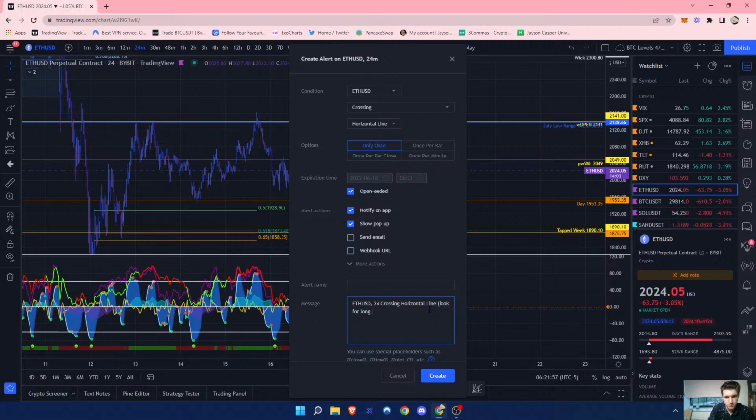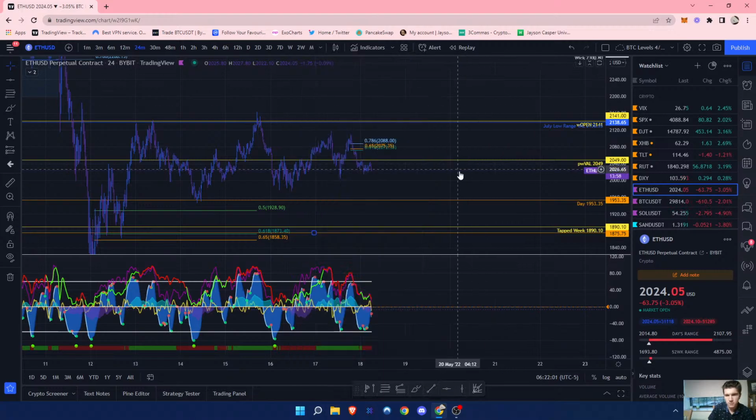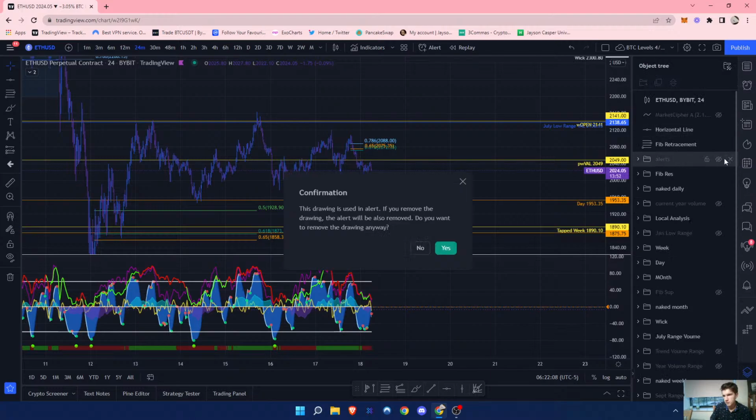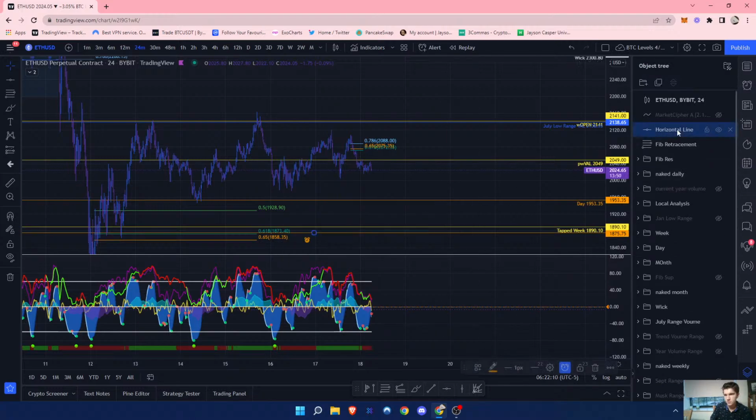Look for long on 24-minute. 24 minutes is a very good time frame. It's a pretty good day trading time frame. It's kind of my go-to now. It's growing on me.